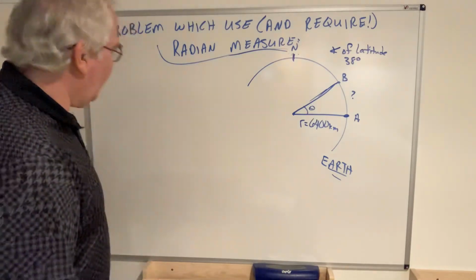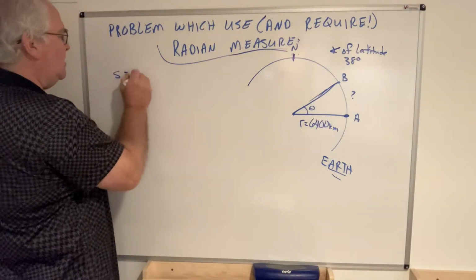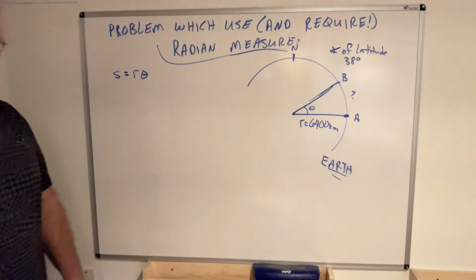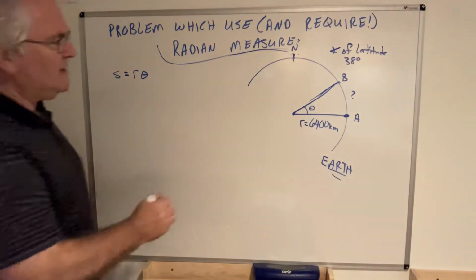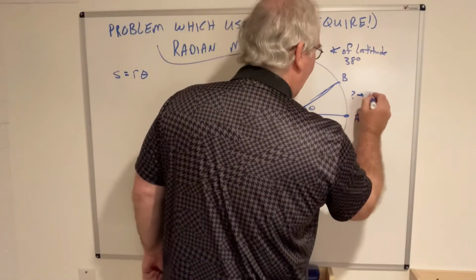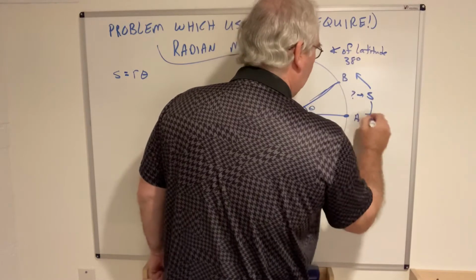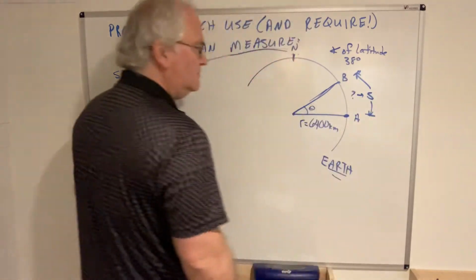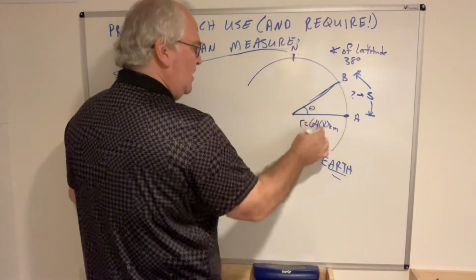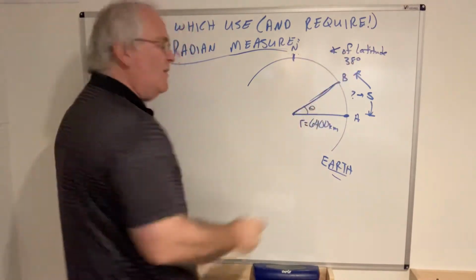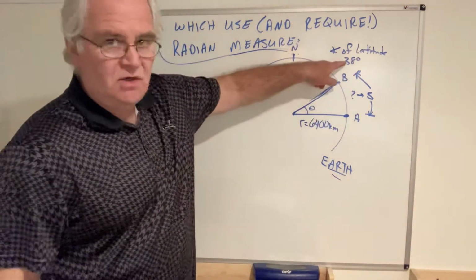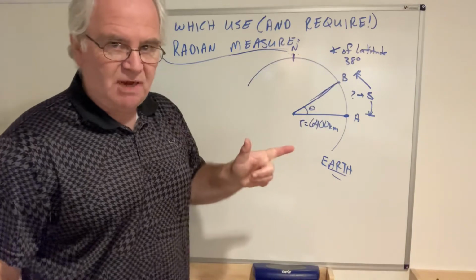And the way we answer the question is S is equal to R theta. We're asked to find S, the arc length. We know R. We're given theta. However, theta is given in degrees. So this is a two-step process.